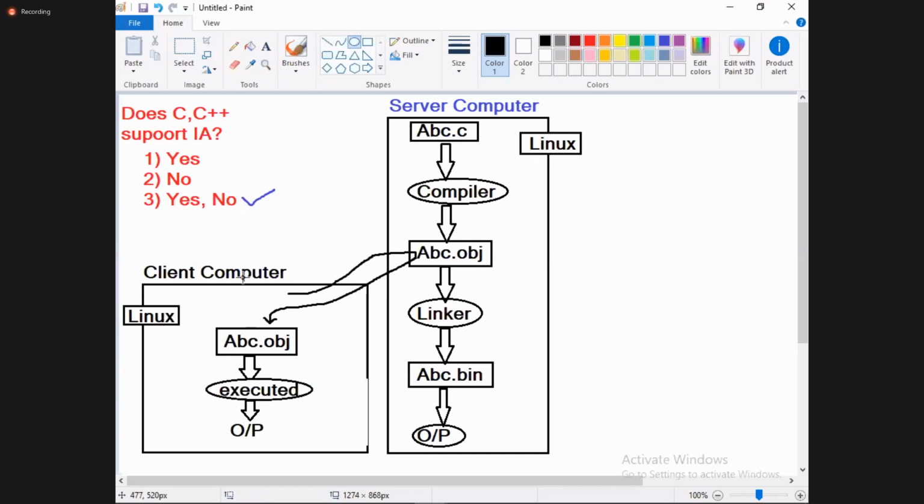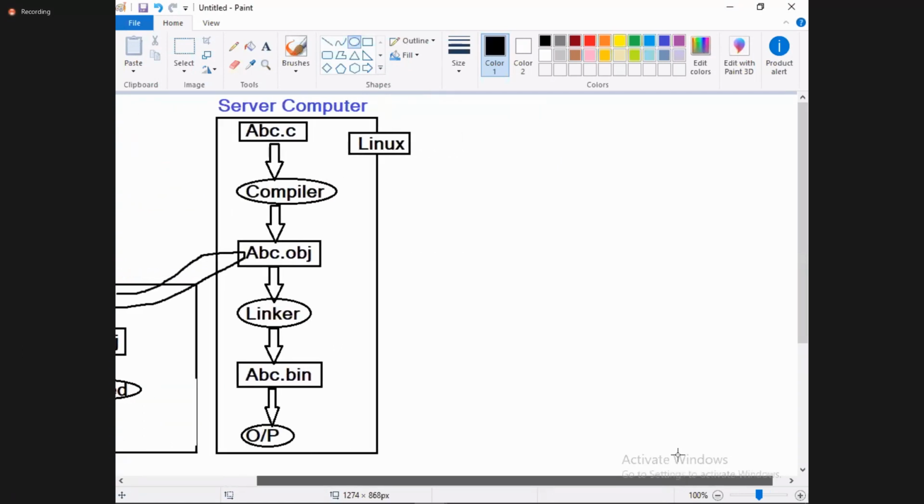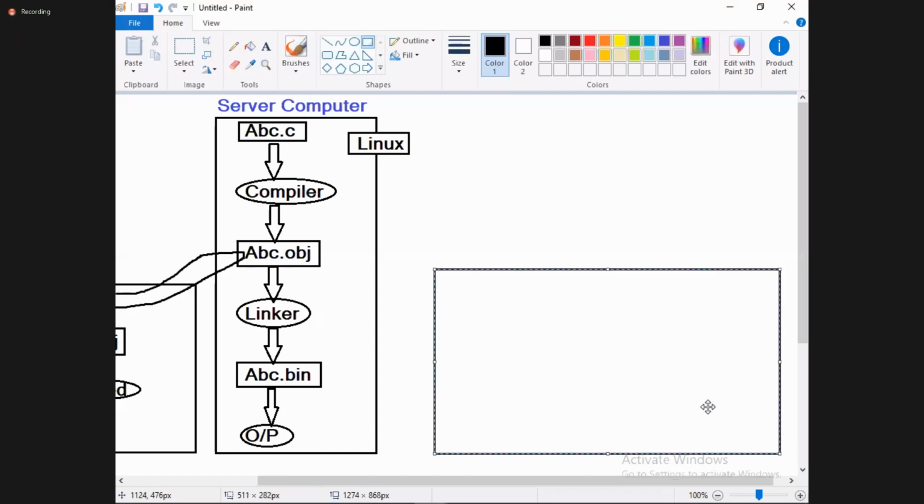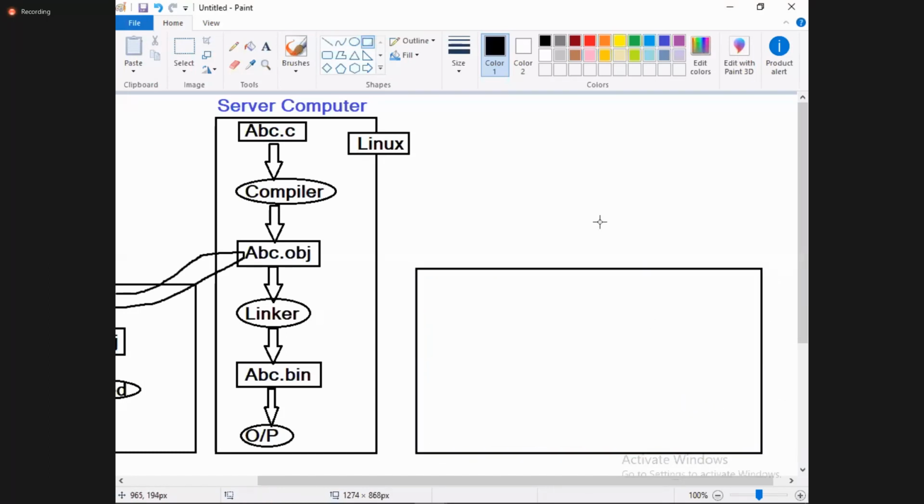Okay, and now, yes, answer is what? Yes. Now I want to take another hand. Okay, I want to take the other hand. What is the other hand? Here, I am taking another computer, another client computer. I have another client computer.